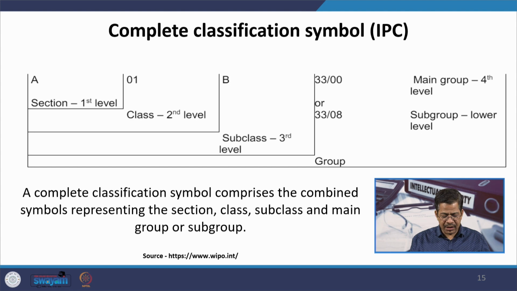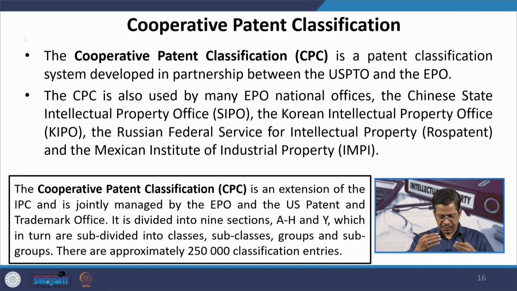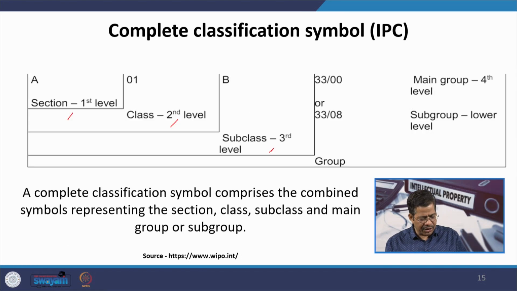We can now generalize this discussion, that if you see this IPC classification section from A to H, then classes, then subclasses, and then group followed by a subgroup. As I was saying that there are multiple classification schemes which are possible for the same patent document. So, we will take you to a live example, and through that live example we would like to show you.